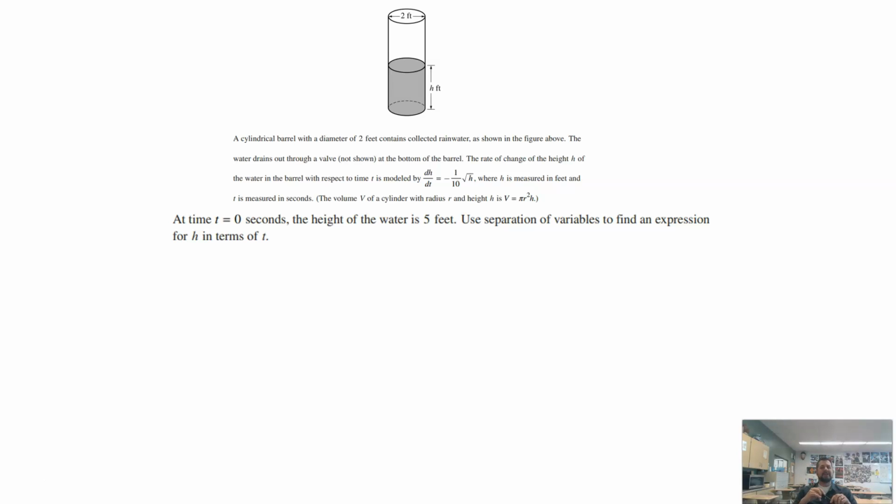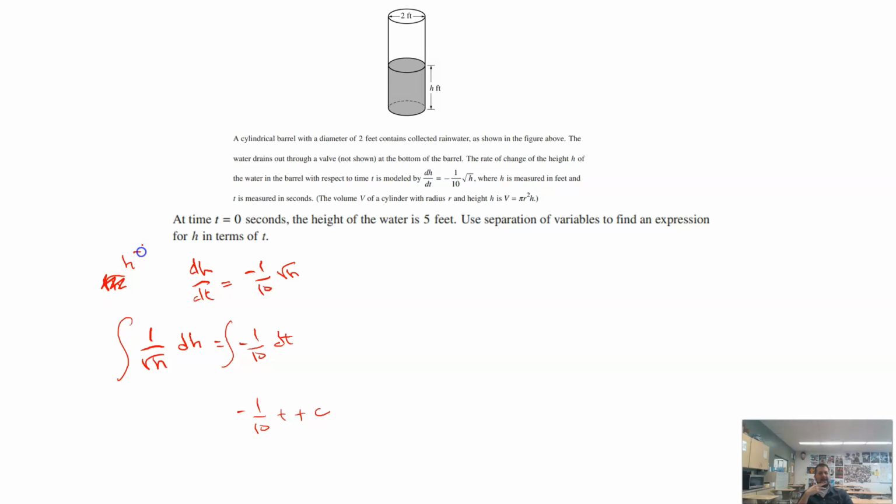Letter C says at time equals 0, the height of the water is 5 feet. So it's almost like it's giving us an initial condition. Use separation of variables. Anytime we use separation of variables, that means we're moving one variable to the left-hand side and one to the right-hand side. So the dh/dt goes over here. I divide by the square root of h, so I've got 1 over square root of h dh equal to -1/10 dt. Then we take the antiderivative of both sides. On the right-hand side, I get -1/10 t plus c. On the left-hand side, I move the square root of h up to the top and make it h to the -1/2. When I take the antiderivative of that, I get h to the 1/2 divided by 1/2.